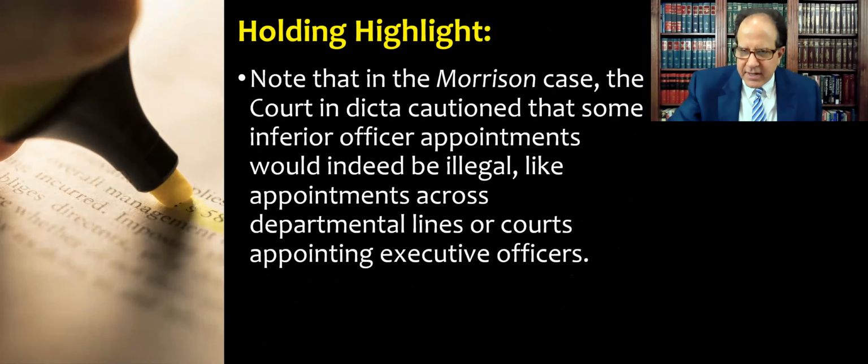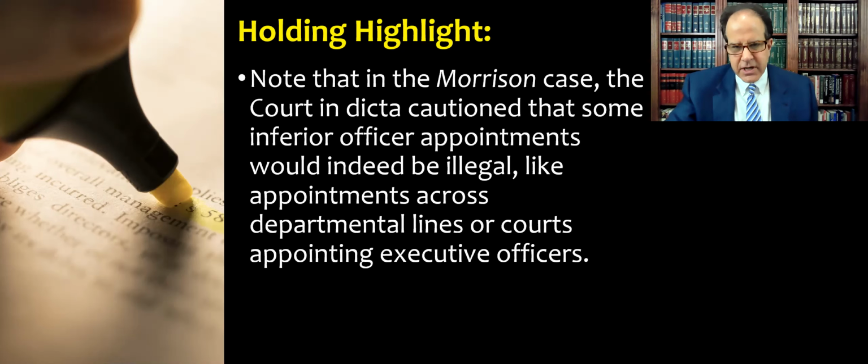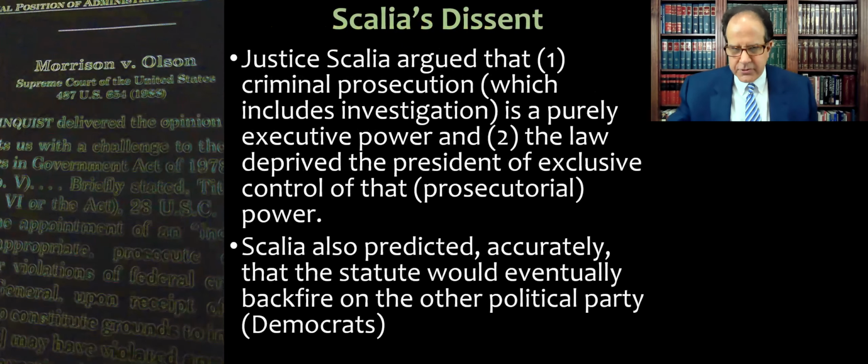By the way, please note that in dicta in this case, the court cautioned that it could imagine some inferior officer appointments that would violate the Constitution because they might cross departmental lines or branches or create interbranch problems, like interbranch appointments. It could create a problem. So that's not the case here in Morrison v. Olson, but they did warn this isn't basically saying that inferior officers could never be unconstitutional just because they're mentioned in the Constitution. We can imagine some hypothetical situations that would be unconstitutional, just for your notes.